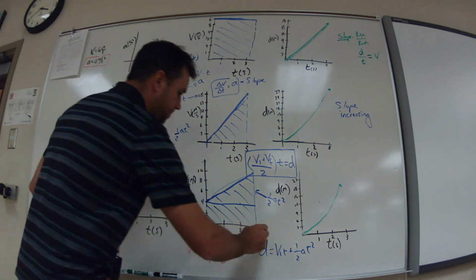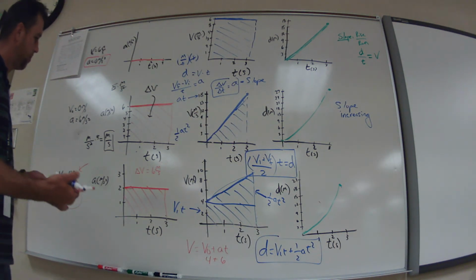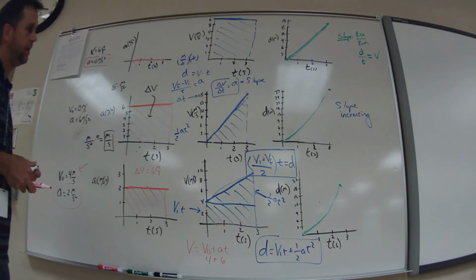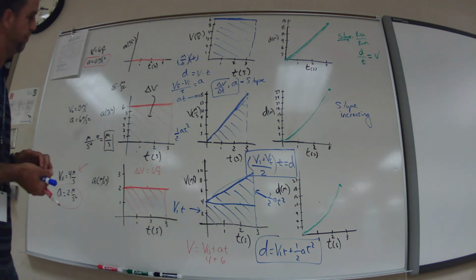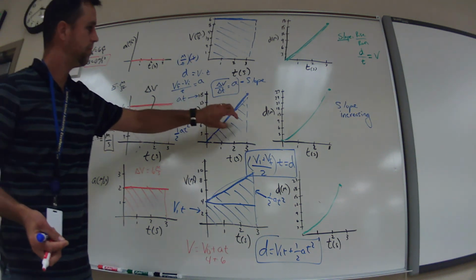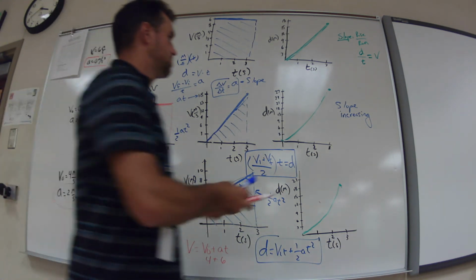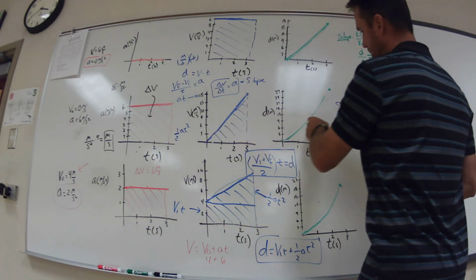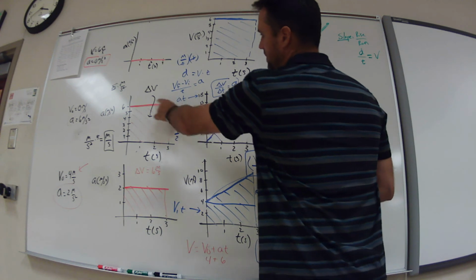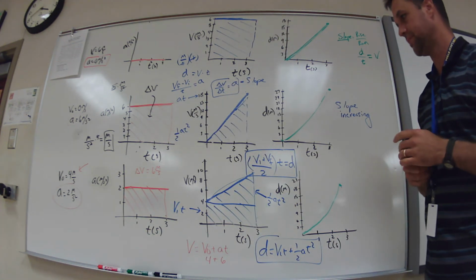Okay? So these equations really come from graphing. And what I want you to notice is to move from acceleration to velocity, find the area under the curve. To go from velocity to displacement, find the area under the curve. To go from displacement to velocity, look at the slope. To go from velocity to acceleration, look at the slope. Right, so that's how you move between these graphs.